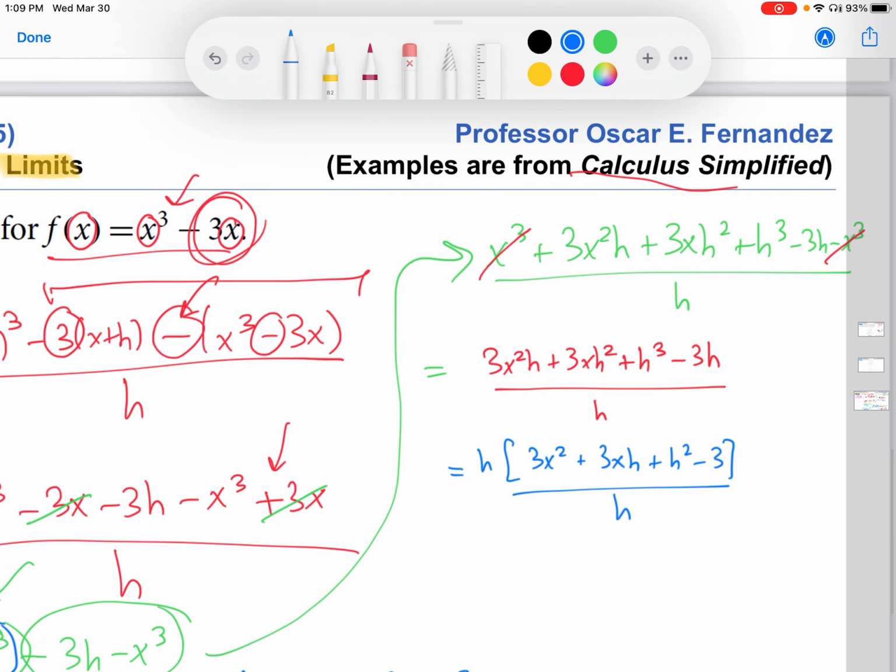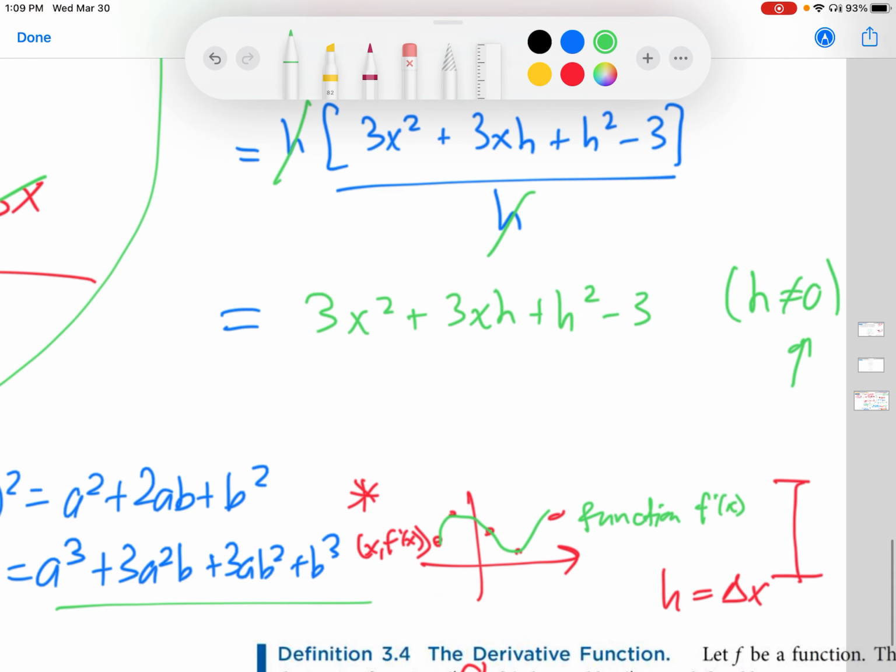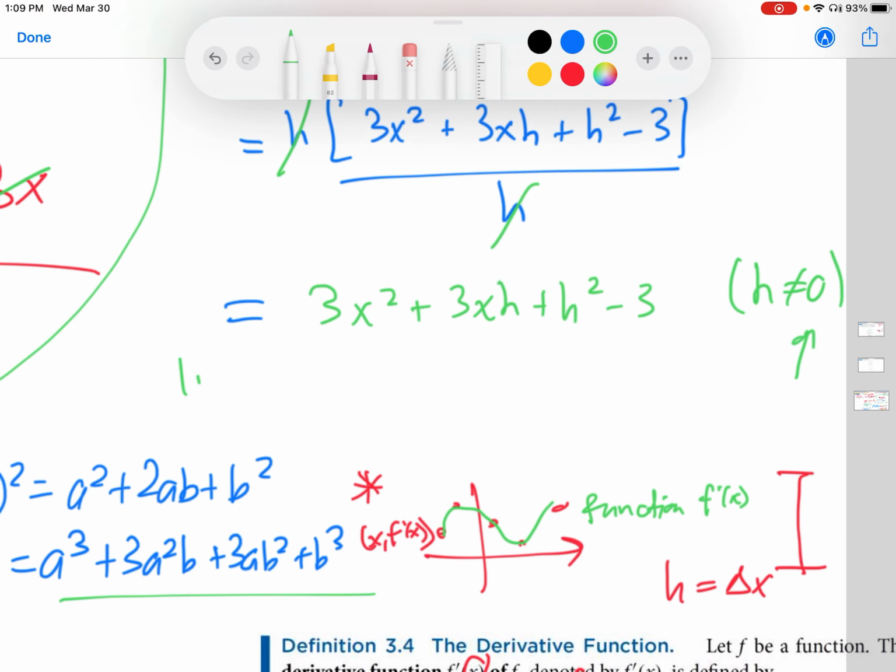Okay, so now I'm going to say the same old caveat. I am going to cancel the h's and write equals this. Again, this is not technically true unless I say h not equal to 0, because this quotient is not defined at h equals 0. But all of that's okay because in the limit definition, we're finding the limit to find f prime of x, which means that we don't actually care what happens at h equals 0.